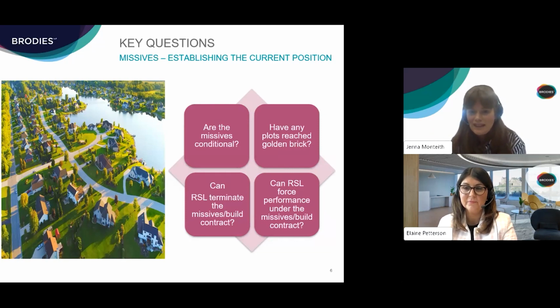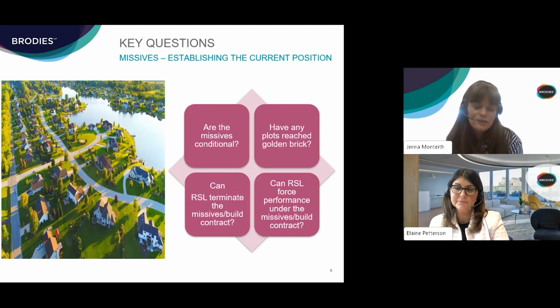So really we'll be thinking about, in the first place, if we have entered into a missive which is conditional on detailed planning or some other consents being obtained, or any of the other common suspensive conditions, whether or not those have been purified, and therefore whether or not we're in contract, and the house builder has been working towards the completion of the initial works, the golden brick works towards that first title transfer.